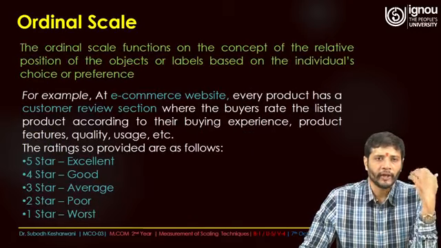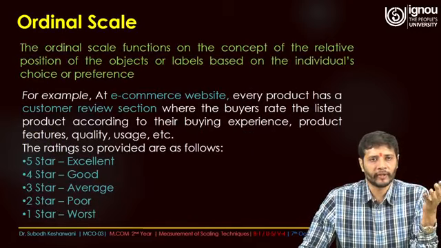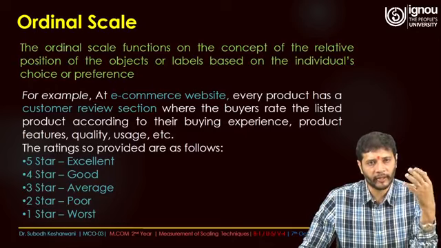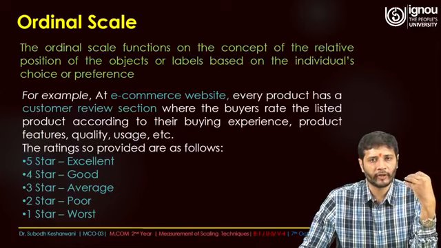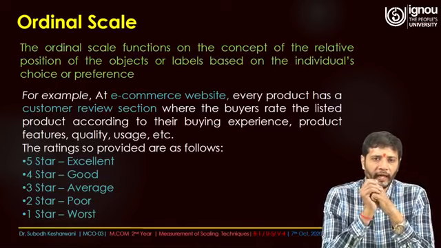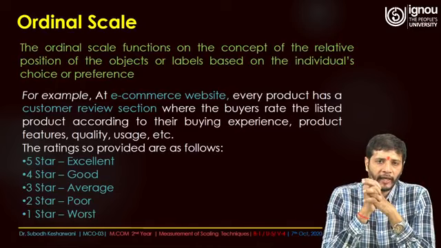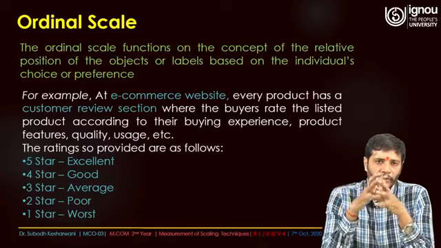So the ordinal scale is the second step as far as the level of measurement is concerned. The ordinal scale functions on the concept of the relative positions of objects or labels based on individual choice or preference. For example, on an e-commerce website, when anybody buys any product, the customer generally gives a review in the review section.